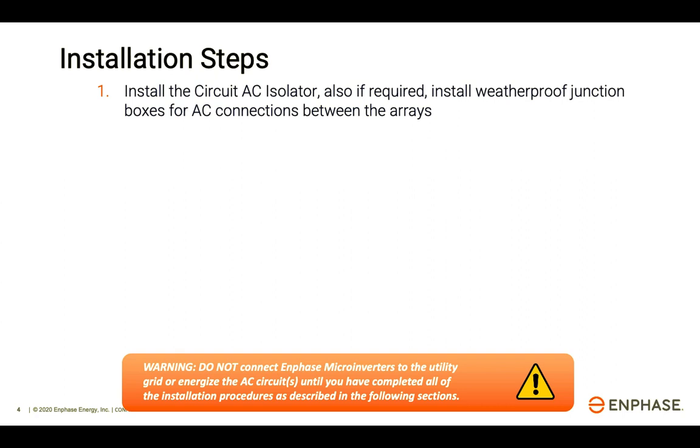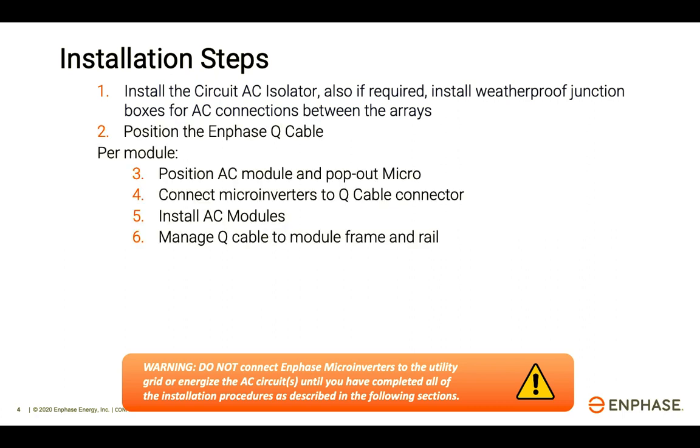Install the circuit AC isolator. Also, if required, install weatherproof junction boxes for AC connections between arrays. Position the Enphase Q cable. And per module, position the AC module and pop-out microinverter. Connect microinverters to Q cable connector, install AC modules, and manage Q cable to module frame and rail.